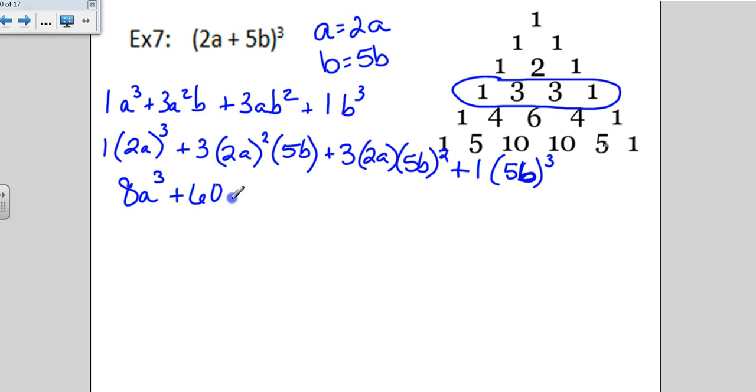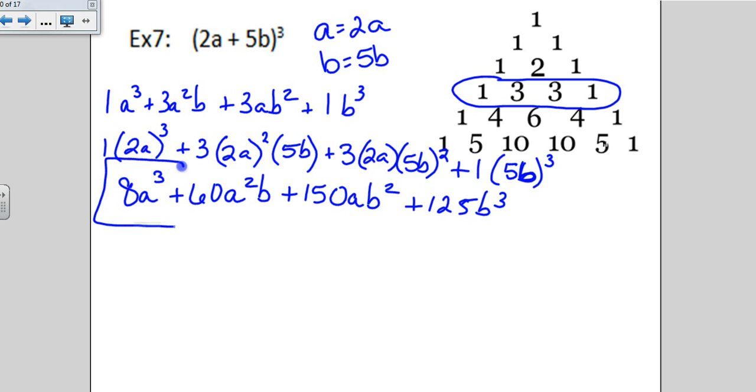And we've got a squared b. 3 times 2 times 5 squared. So let's see. 5 squared is 25, times 2 is 50, times another 3 is 150. And that was ab squared. And then 5b cubed is 125b to the third. Yuck. That's kind of gross. Kind of glad I didn't have to do that one the old FOIL method.